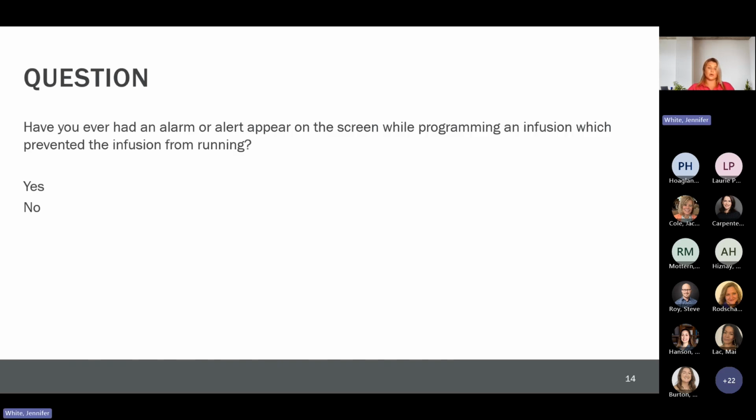Have you ever had an alarm or alert appear on the screen while programming an infusion that prevented the infusion from running? Let's talk about how this can happen and how it would affect your nursing flow.